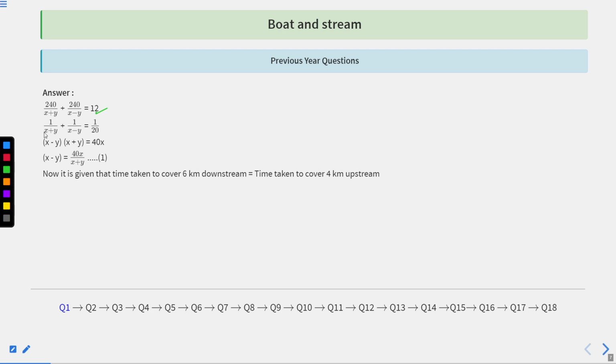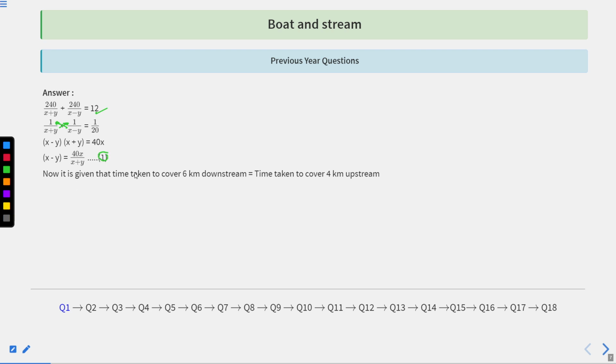Now, simplifying, I will have 1 upon x plus y plus 1 upon x minus y equal to 1 upon 20. Doing the cross multiplication, I will have x minus y into x plus y equal to 40x. So this means x minus y is equal to 40x upon x plus y. This is equation number 1.